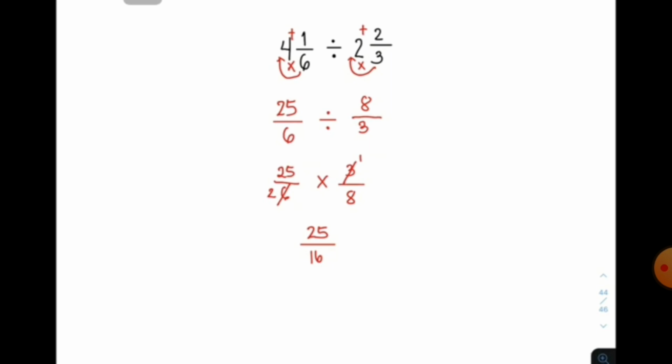So, 25 over 16. So, we can change this to mixed number. I just simply divide 25 by 16. So, magiging 1 and 9 over 16 yung mixed number.